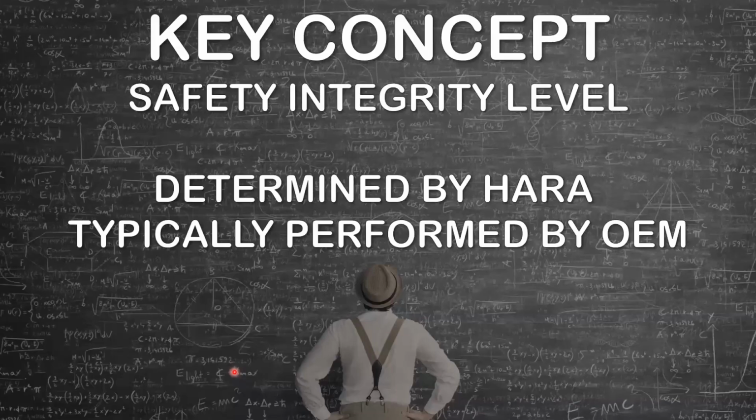So the key concept here is that the safety integrity level is determined by a hazard analysis risk assessment. It's typically performed by some sort of OEM, somebody that's overseeing a project. They're actually looking at the hazards, and they're assigning severity levels or SIL levels, safety integrity levels, to those.